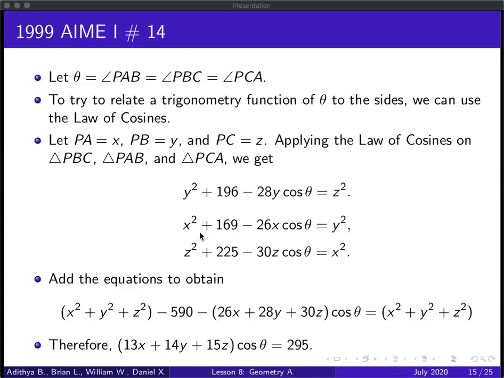So now we still have cosine theta, but we still have 13x plus 14y plus 15z. So does anyone have any ideas for how to eliminate this term?